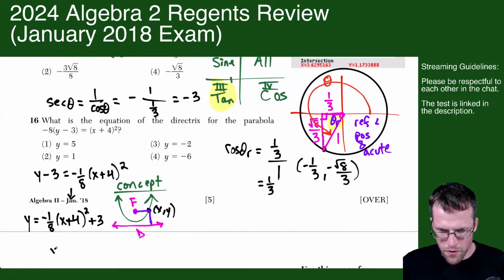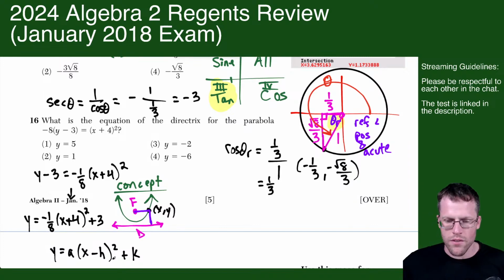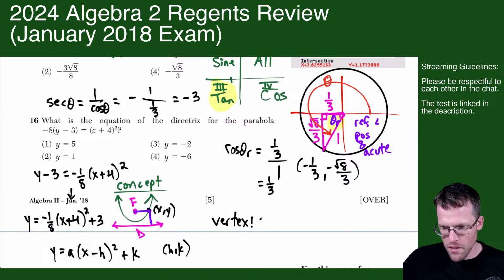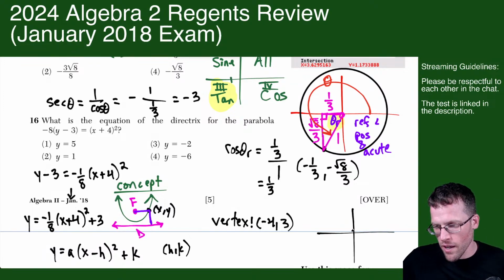So if you know the formula for the vertex form of a quadratic, it's this. There's the vertex form, and the vertex is (h, k). So the vertex we have here is (-4, 3). And the a value is negative, which means it's a sad parabola. So when we have our vertex at -4, 3, the vertex is here, and it's a sad parabola.